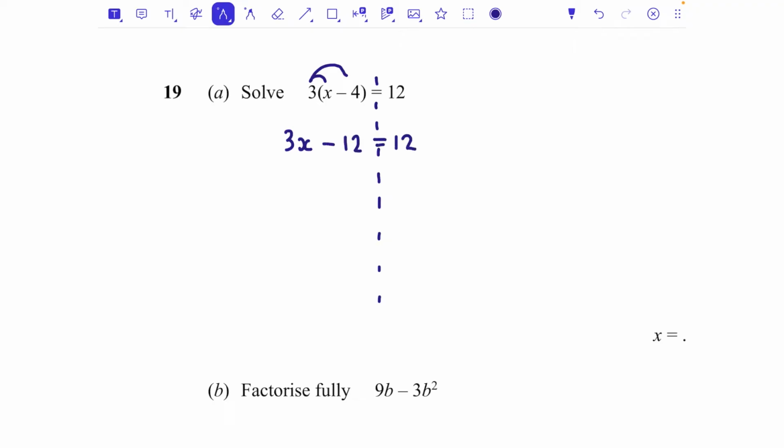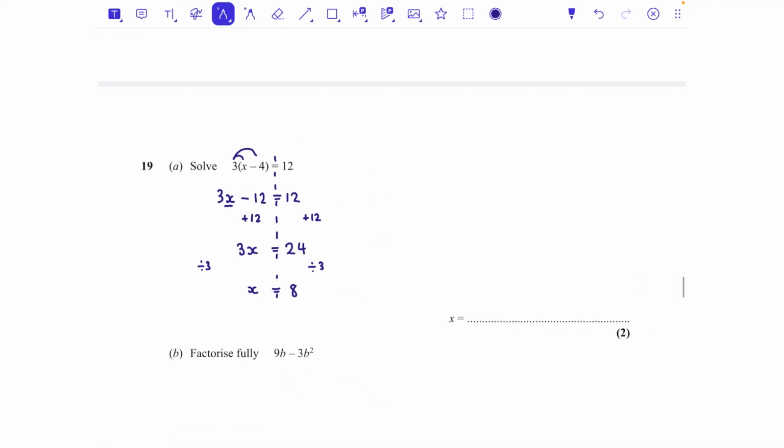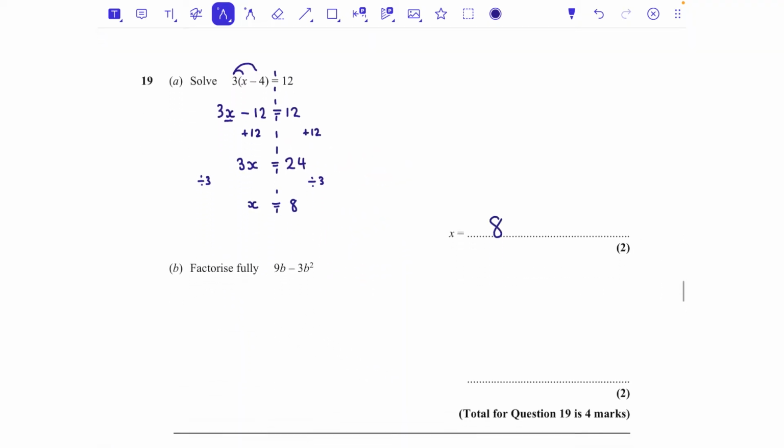Now, what you do to one side of this dotted line, you're going to do to the other. I want to get the x on its own. I'm going to start by getting rid of the minus 12, and to do that, I'm going to add 12 to both sides. So 3x is equal to 24, and 3x means 3 lots of x. So to split that up and just get x on its own, I need to divide by 3. So I also need to divide this side by 3, and that is 8. So x equals 8 is our answer there.